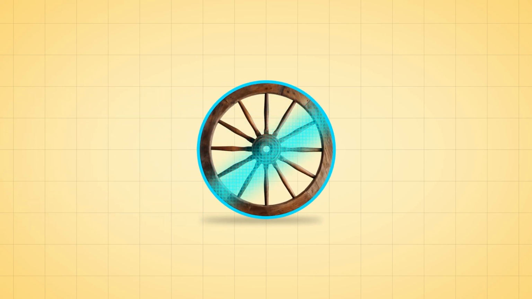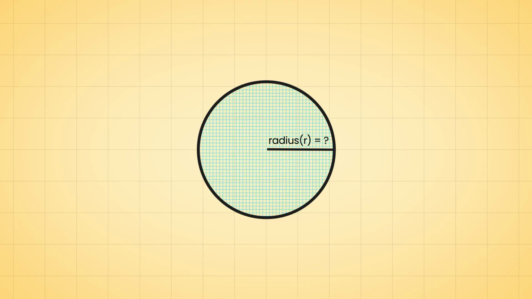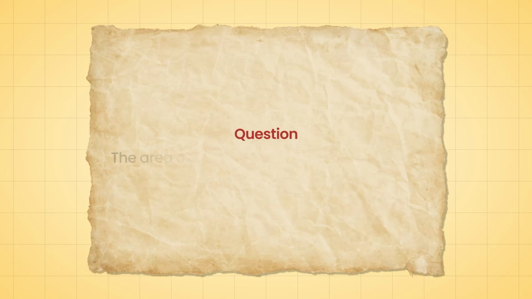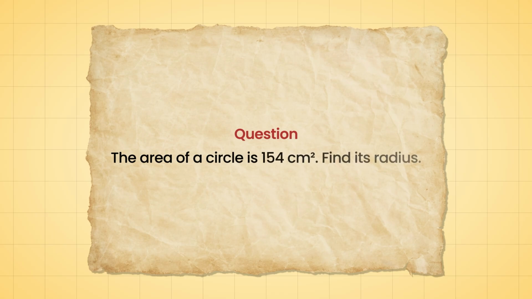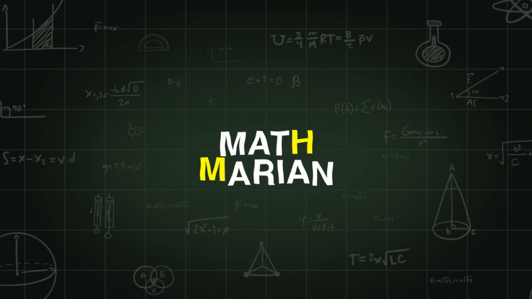What if someone tells you only the area of a circle and asks you to find its radius? Is it even possible? Today we'll learn not only how to solve this question, but also understand the complete relationship between radius and area of a circle. So the question is, the area of a circle is 154 square centimeters. Find its radius. But before jumping into solving it, let's understand some key concepts.